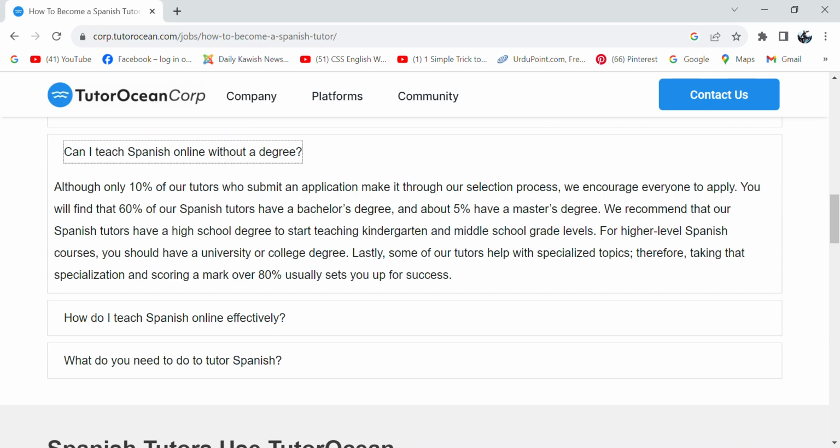Although only 10% of our tutors who submit an application make it through our selection process, we encourage everyone to apply. You will find that 60% of our Spanish tutors have a bachelor's degree, and about 5% have a master's degree. We recommend that our Spanish tutors have a high school degree to start teaching kindergarten and middle school grade levels. For higher level Spanish courses, you should have a university or college degree. Lastly, some of our tutors help with specialized topics, therefore, taking that specialization and scoring a mark over 80% usually sets you up for success.